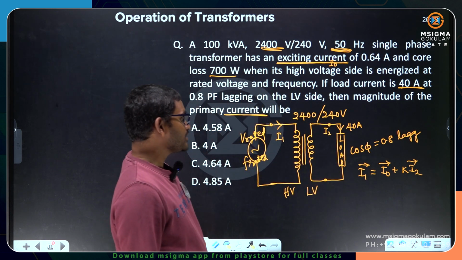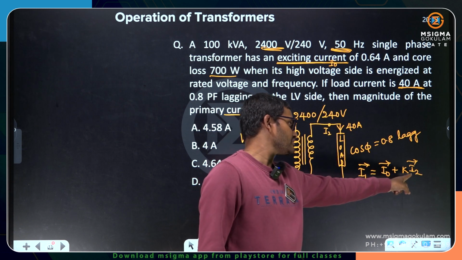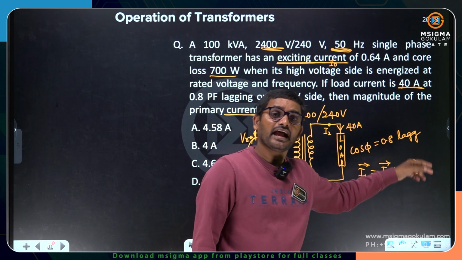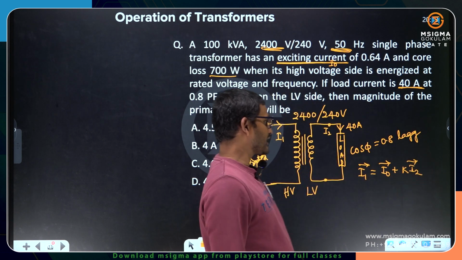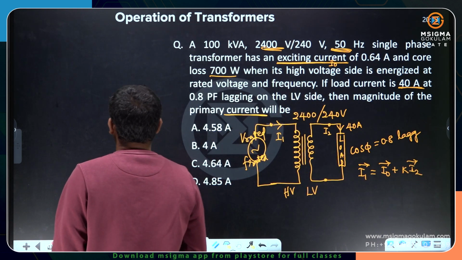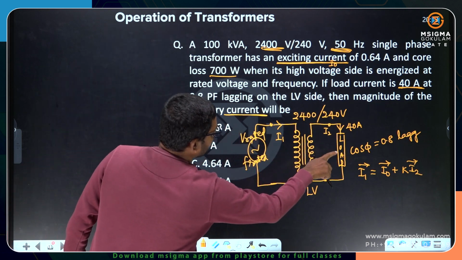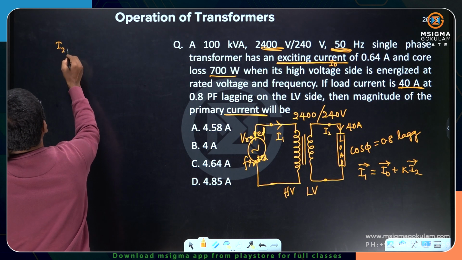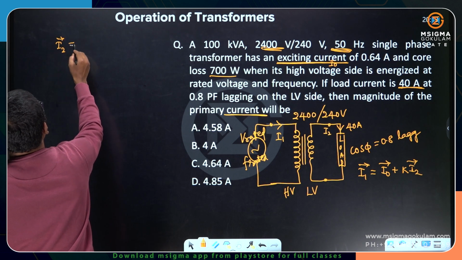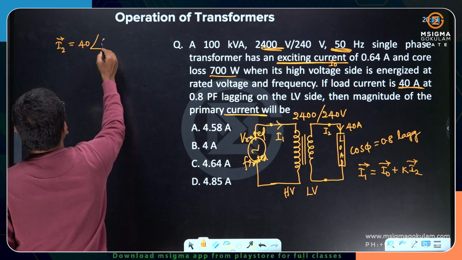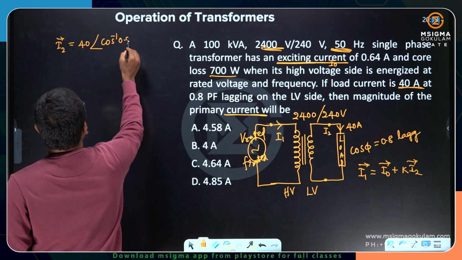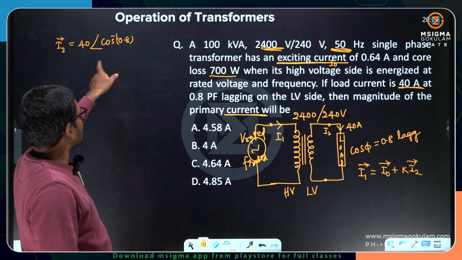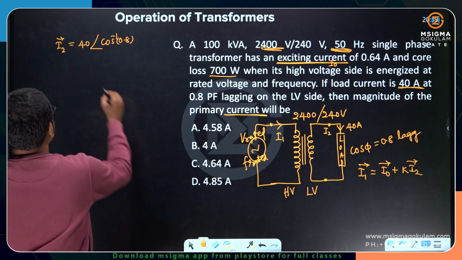But you need to take care of these angles. Be careful, they are not an arithmetic sum, they are a vector sum. So please be careful about the angles. So I2 at an angle of what? I2 magnitude we know and the phase angle you need to calculate. 40 at an angle of cos inverse of 0.8. This is the angle at which the current flows. So cos inverse of 0.8 will be 36.86.